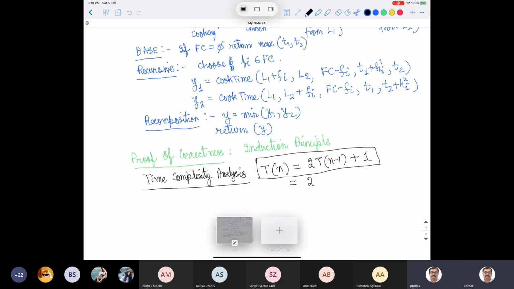And what is the base condition of this recurrence? T1 is equal to? What is the base condition of this recurrence? T1 is equal to? One. So what is the value of this recurrence? This is so straightforward. 2 to the power n minus 1. Open up the recursion, all of you.